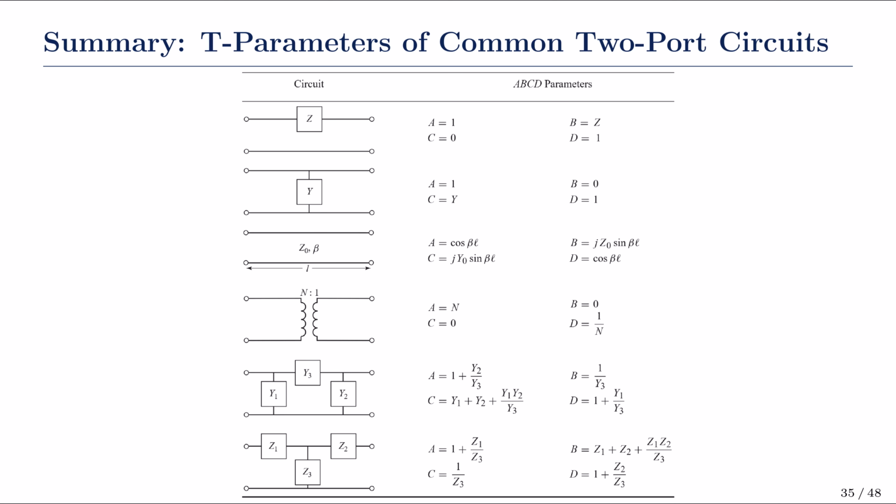We conclude this section with the summary of the transmission parameters of the common two-port circuits studied in this part. The elementary series impedance and shunt admittance provide the basic building blocks. The lossy and lossless transmission lines and ideal transformer have their own standard ABCD matrices. More complex T and pi networks are obtained by cascading these elementary sections and multiplying their transmission matrices. The key idea to retain is that transmission parameters are especially powerful for cascaded networks. Once the matrix of each individual section is known, the matrix of the complete network follows directly from matrix multiplication.